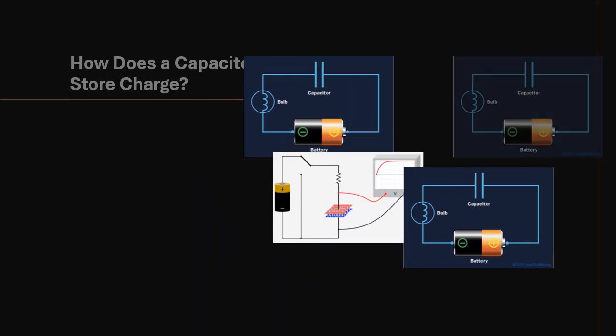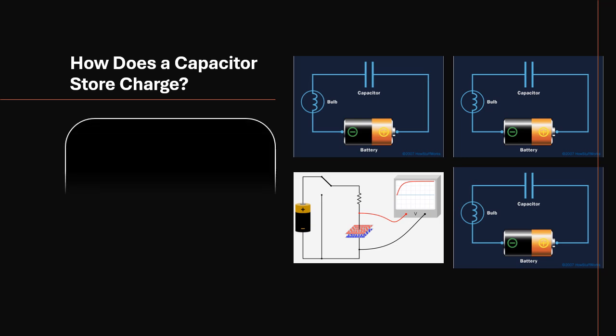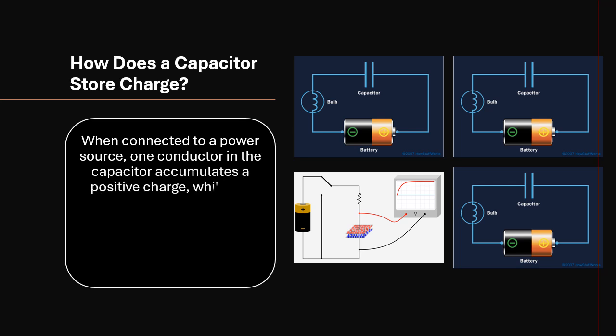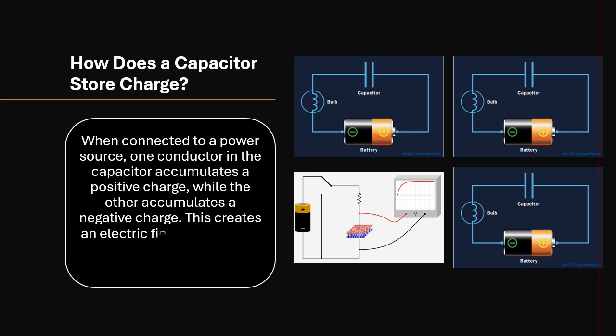How does a capacitor store charge? When connected to a power source, one conductor in the capacitor accumulates a positive charge, while the other accumulates a negative charge. This creates an electric field between the conductors, storing the energy.